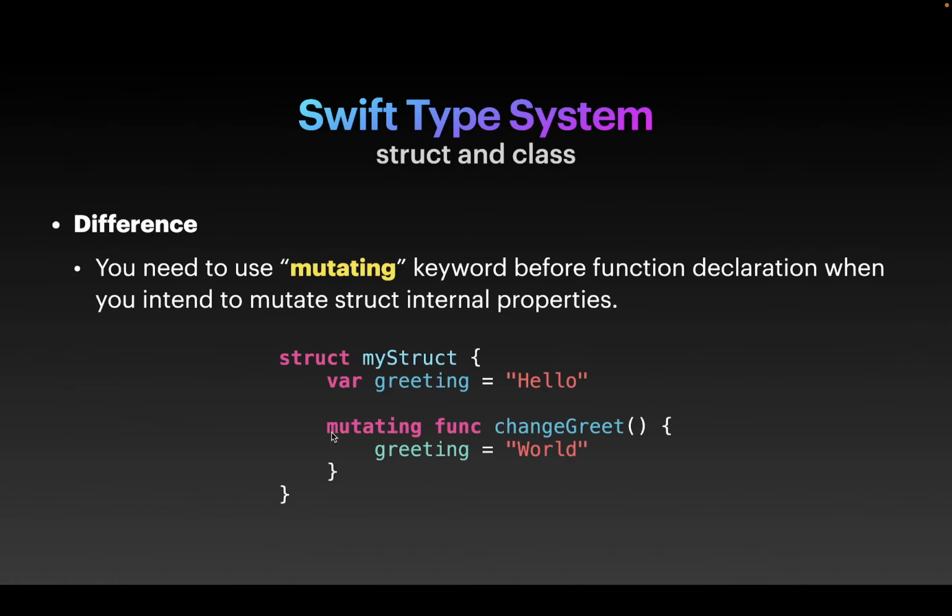One thing to mention is if you want to change some property inside the struct, you go with the mutating keyword before the function keyword. But if you don't actually need to change anything, the syntax is exactly the same as the class, okay? You just write the function and the name and the parameter and the body, okay?